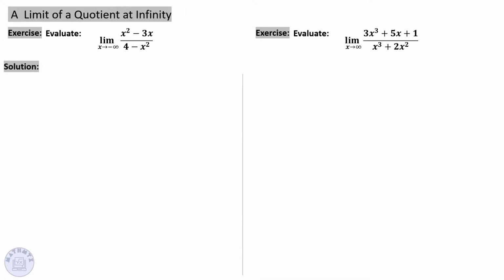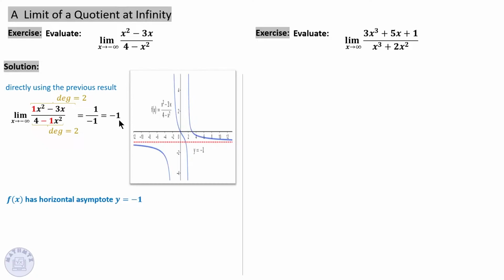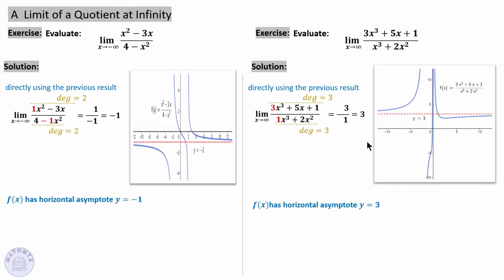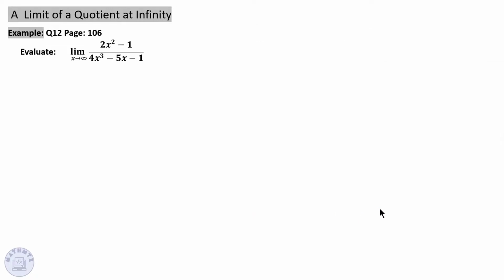So for the first one, x is approaching negative infinity. By directly using the previous result, I will just look at the coefficients of the highest term since the degrees are the same, and this will be 1 over negative 1. So I know that the limit as x approaches negative infinity is negative 1. So there's a horizontal asymptote at y equals negative 1. For the second one, just like we did, use the previous result since you have degree 3 in the top and degree 3 in the bottom also. Then take the coefficients of the highest degree term, and this will be 3. So there is a horizontal asymptote at y equals 3.